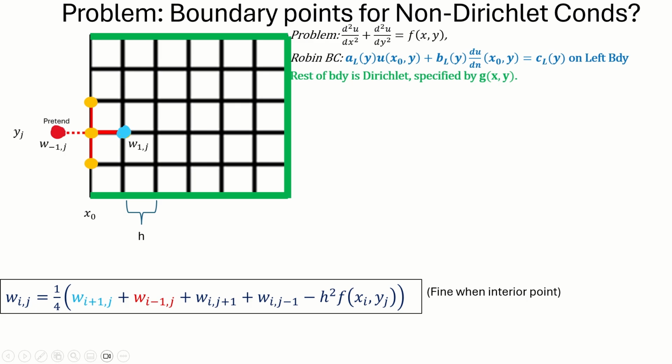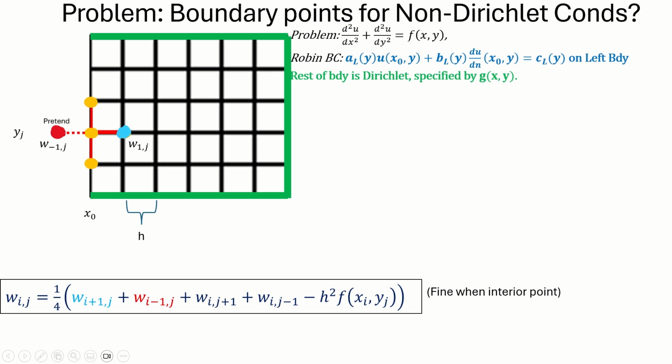Essentially, we're going to imagine that there is a node outside the domain, or in this case, to the left of the boundary node. It has an x-index of -1. Now, since Robin boundary conditions are the most general boundary conditions commonly seen, let's suppose that we have some Robin boundary conditions specified on the left boundary and Dirichlet conditions everywhere else, with the Dirichlet parts of the boundary in green. Our iteration formula does not work at the left boundary nodes because of the red term that does not exist. But if we pretend it does exist, what value should that node have?